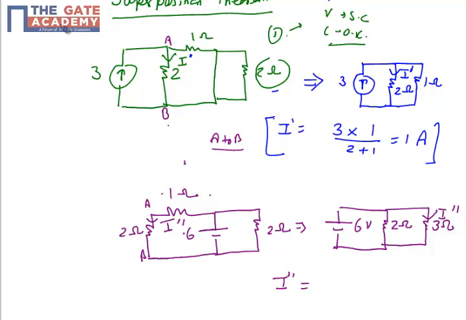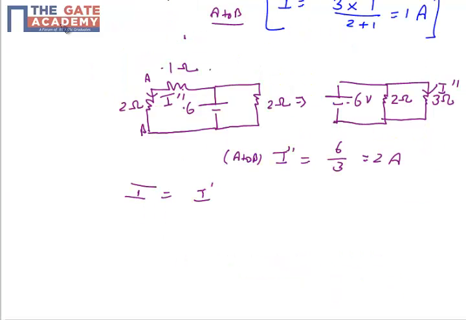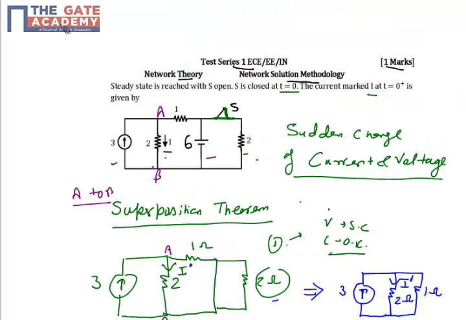This is good. So my I double dash will be the voltage across the 3 ohm, 6 volt, 6 upon 3, that is 2 ampere. You know that in series the current remains the same, so the current across the 1 ohm, the 2 ohm, and the combined 3 ohm will be the same, and the direction is from A to B. If the directions of the current are the same, then the currents add. So my total current I is the addition of two components, I dash and I double dash, which is 1 ampere plus 2 ampere, which is 3 ampere. So the value of current I is 3 ampere. It's a simple superposition theorem based problem.